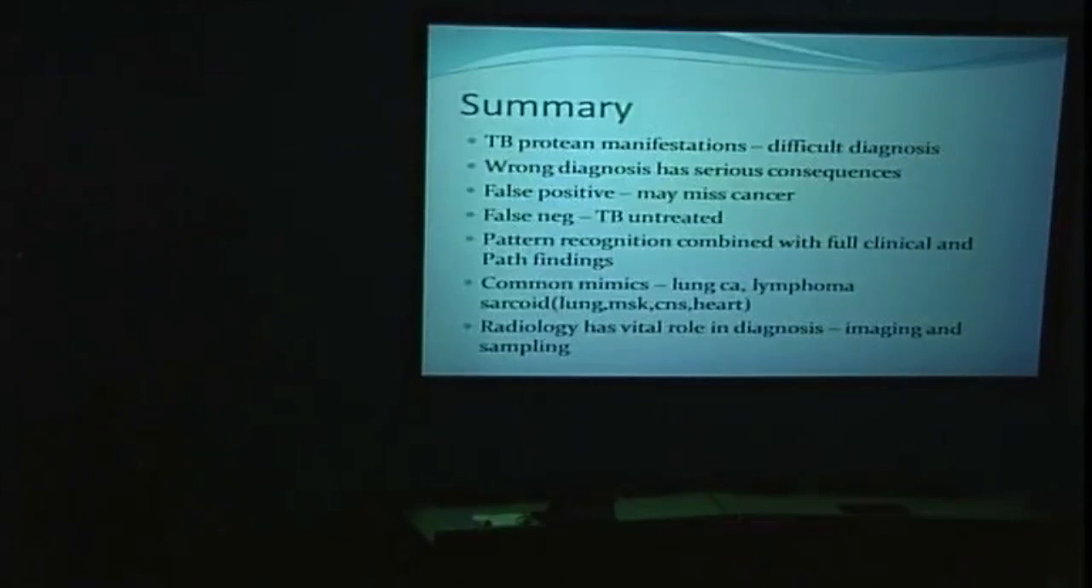Common mimics include lung cancer, lymphoma, and sarcoid. Sarcoid can mimic TB in the lung, musculoskeletal system, CNS, and heart. Radiology has a vital role to play in the diagnosis, through imaging and sampling, getting tissue for culture and sensitivity.